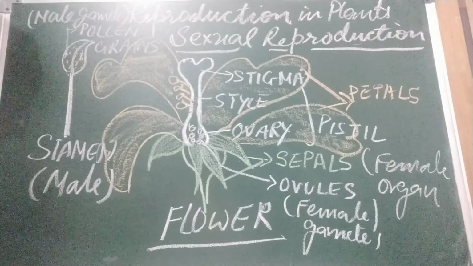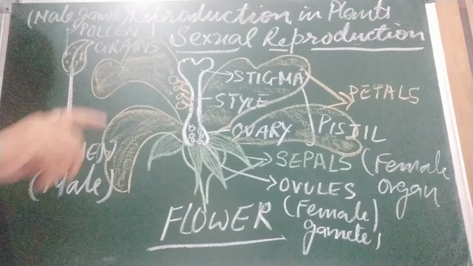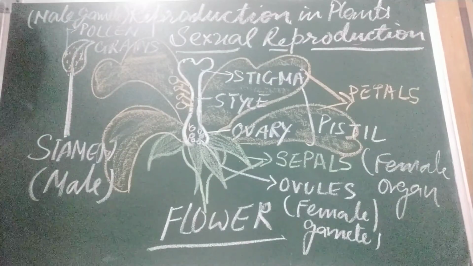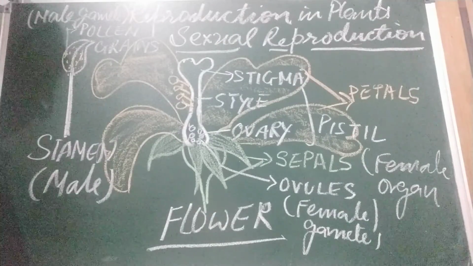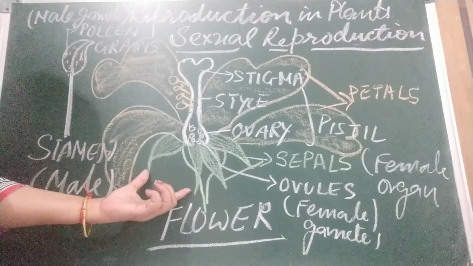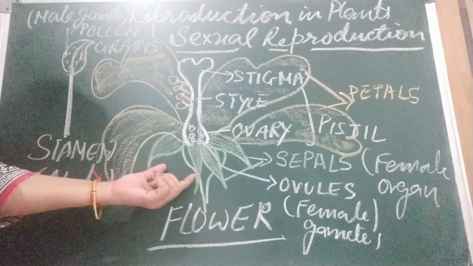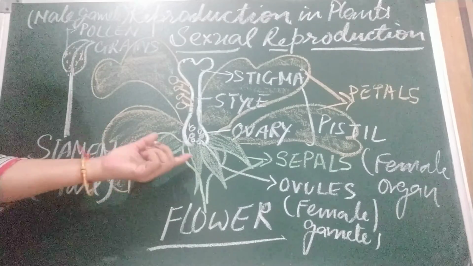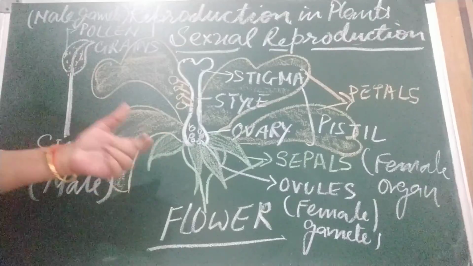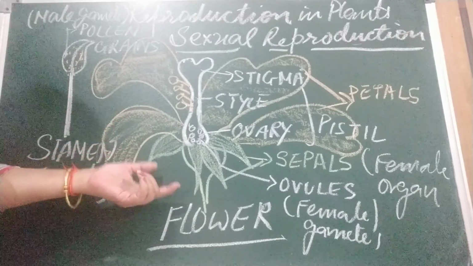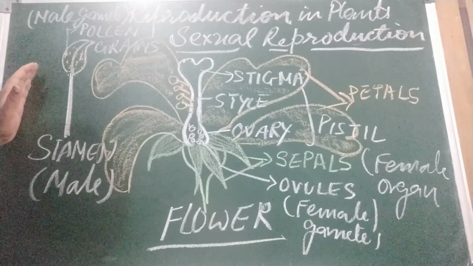Children, the formation of new plants through the fusion of male gamete and female gamete is called sexual reproduction. Sexual reproduction, children, is carried out only in flowering plants. The plants which have flowers, sexual reproduction takes place only in those plants. Generally, children, a flower contains both male and female reproductive cells.